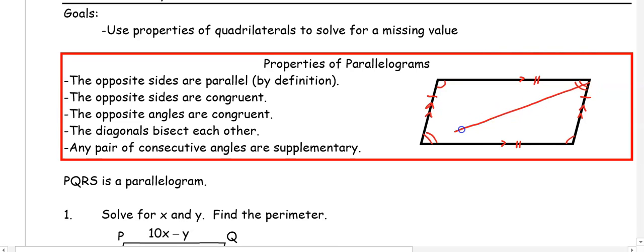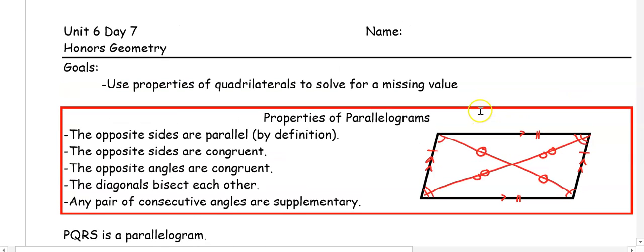Your diagonals bisect each other. So one diagonal is going to be bisecting the other. It does not mean the diagonals are congruent though, especially because our parallelogram is a little bit slanted. And the last part is any pair of consecutive angles is supplementary, which should make sense because if we have parallel lines, these are same side interior angles.